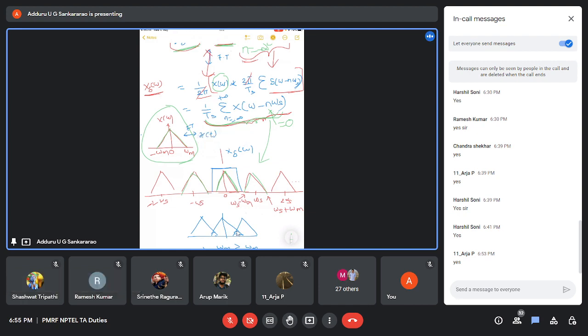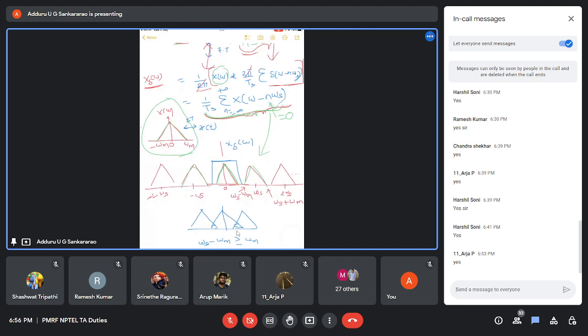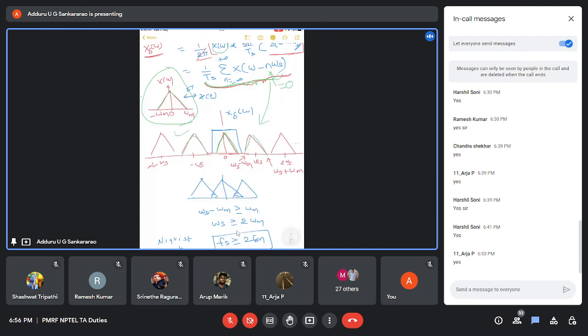Now we have this one. This is the Fourier transform of the sampled signal. x del of t is the sampled signal in the time domain, and x del of omega is the Fourier transform in the frequency domain. So you can see here the Fourier transform of the sampled signal, with x of omega repeated again and again periodically.